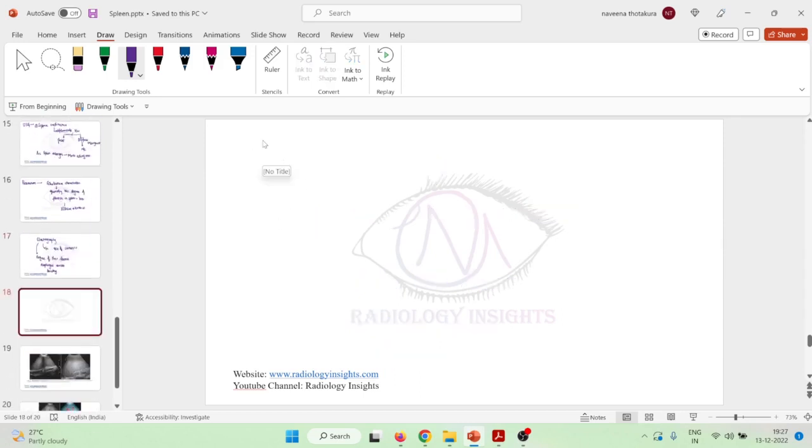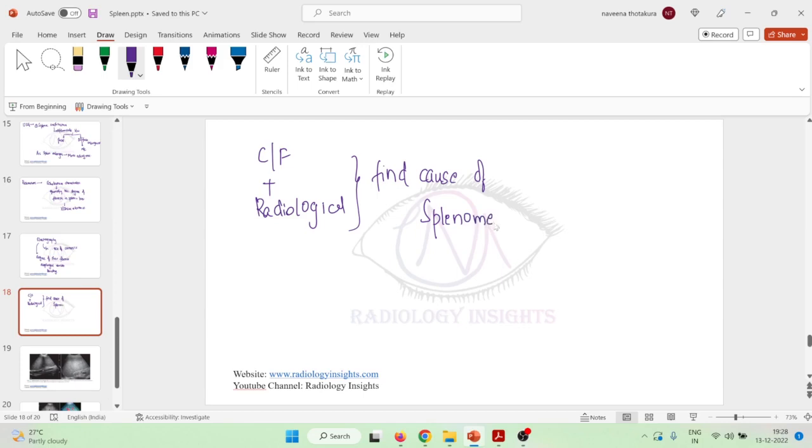Then how are you going to see the differential diagnosis? Based on clinical features and radiological investigation, both of these will help us to find the cause of splenomegaly. Because as we have already seen in the last class, there are many causes of splenomegaly, and our main aim is to find what the cause of splenomegaly is so that the clinicians can treat the patient effectively.